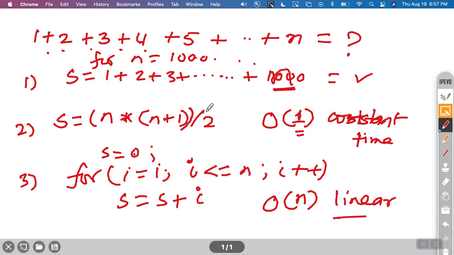Okay. I'm not sure, and I still have doubt, but I guess that it will take big O of n squared time.